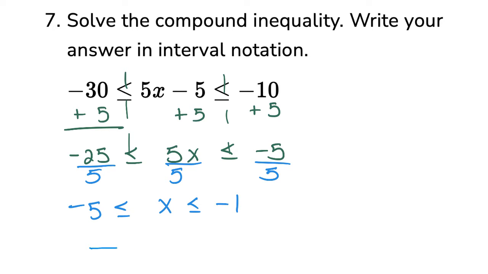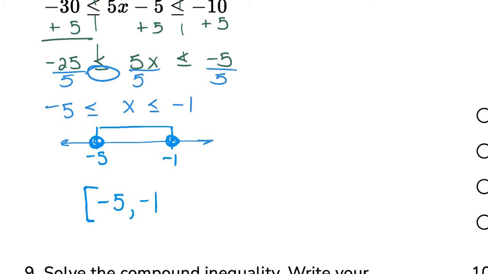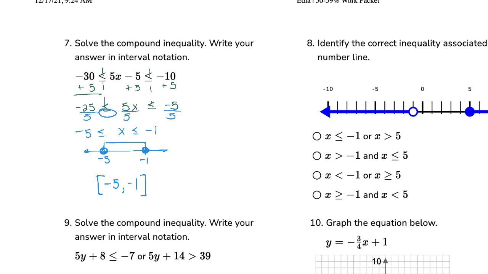Answer as an interval. Let's take a look at this graph here. X is trapped between negative 5 and negative 1. So there he is. When we write interval notation, we put the low number on the left, high number on the right. If you include it, because the dots are filled in, because it's equal to, up here we have to put the hard brackets on it. So there's the interval of the x's that make that combined inequality true.